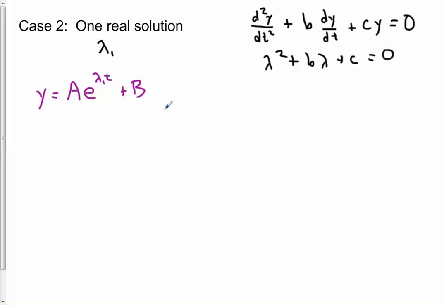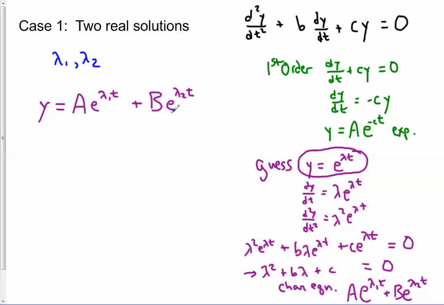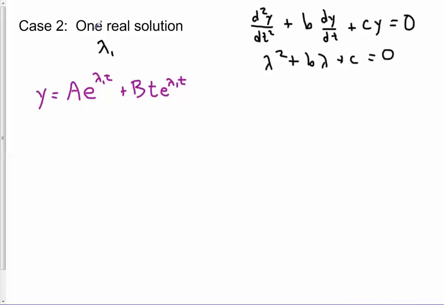Now, this one I will not explain as much, other than to say that if you plug it in, it will work. It turns out that t times that same exponential will work. This does not work in the two real solutions case. You can't just multiply by t and say that that's a solution. But in the case of one real solution, when you only have the one exponential, it's sort of a perfect case.